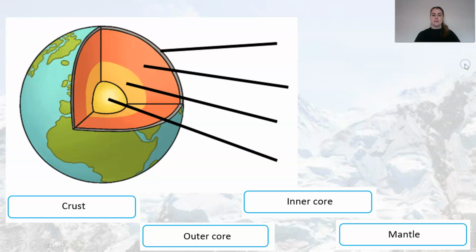Let me move my beautiful face. So you've got the crust, the outer core, the inner core, and the mantle. Pause the video. Can you label them in the correct order? Okay, well, let's have a look then.